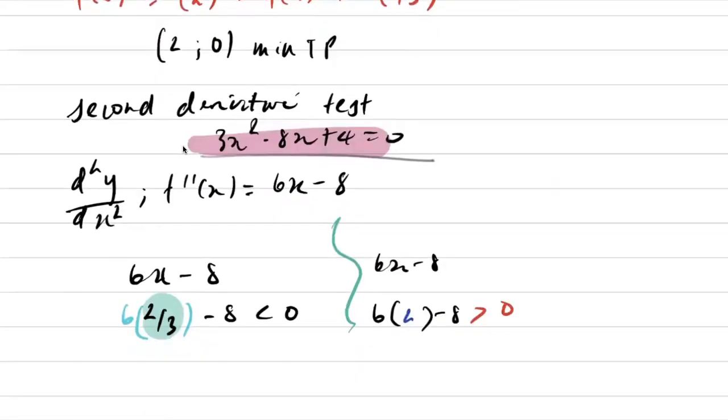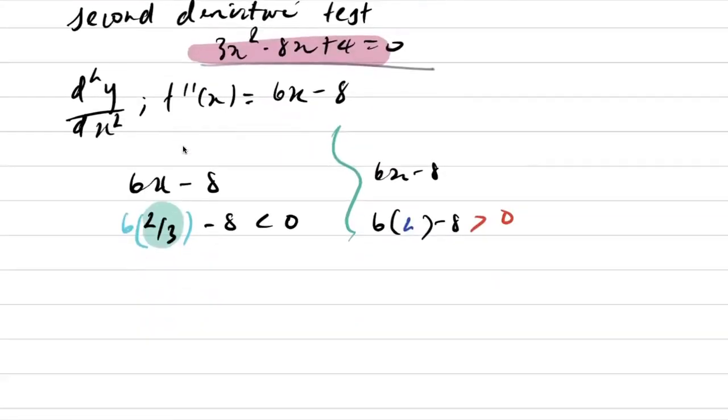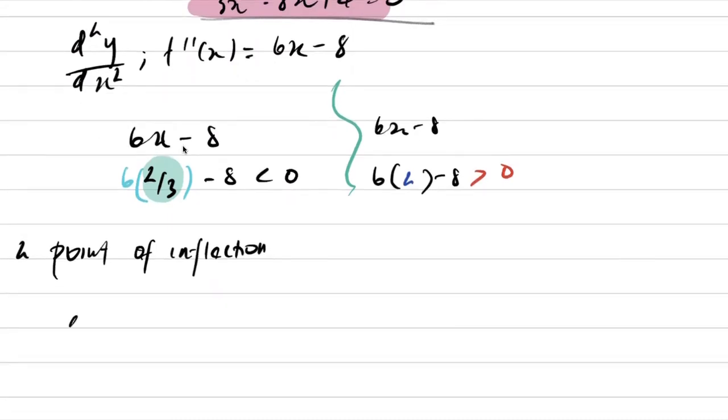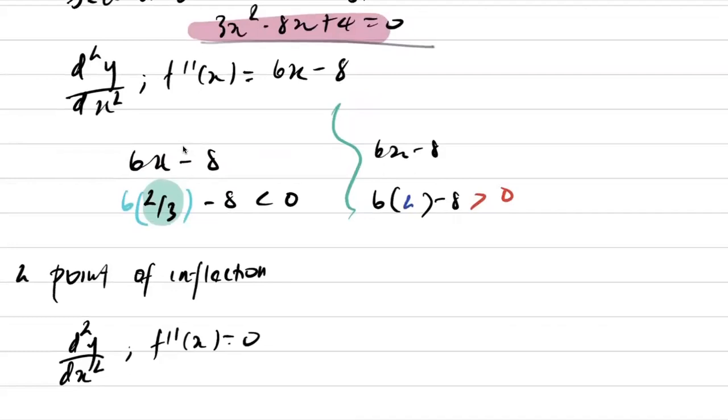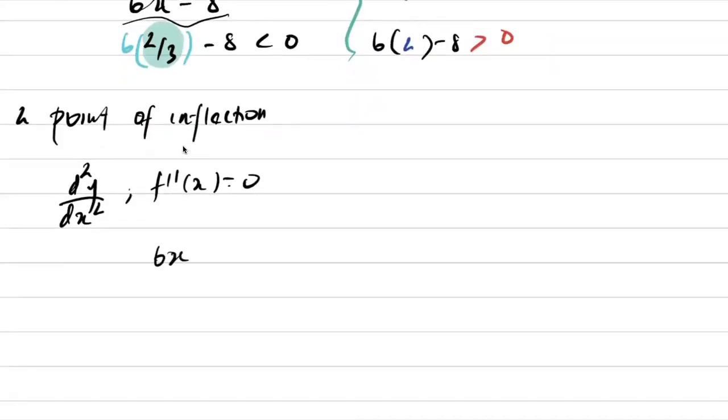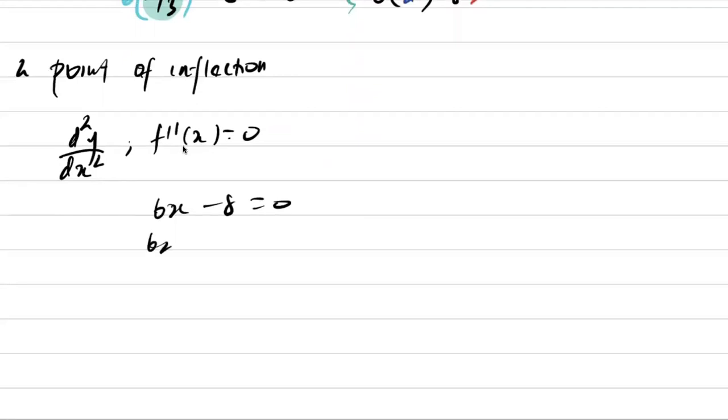So I did the turning point there again. So number 2, I'm going to try to find the point of inflection. So I'm done with finding the turning point. I'm just teaching, so I'm touching on more things. The point of inflection is found where the second derivative, f double prime of x, equals 0. So we're going to equate the second derivative, which is 6x minus 8, to 0, and then 6x is 8, and then x is 8 over 6.